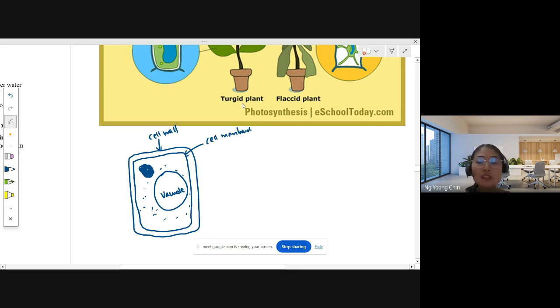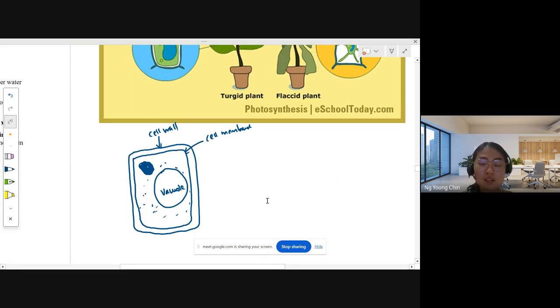Okay, whenever the plant cell absorbs water, it means that when you put the plant cell inside a hypotonic solution, it will absorb water. So the water will diffuse inside the plant cell, and it will be taken into the vacuole. So it will appear in this way. You can see.